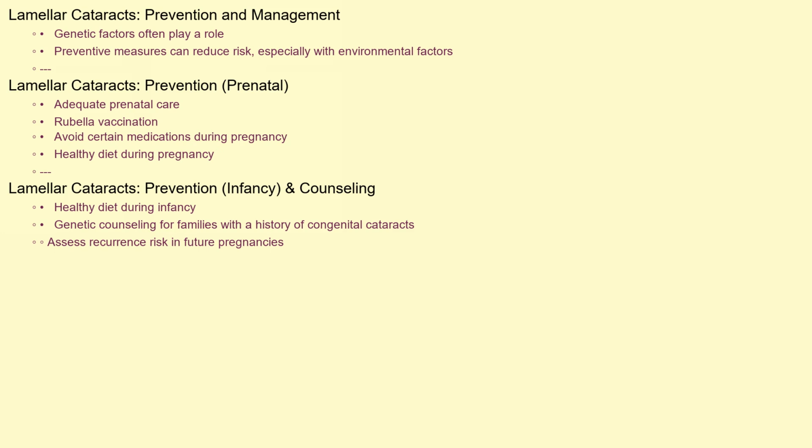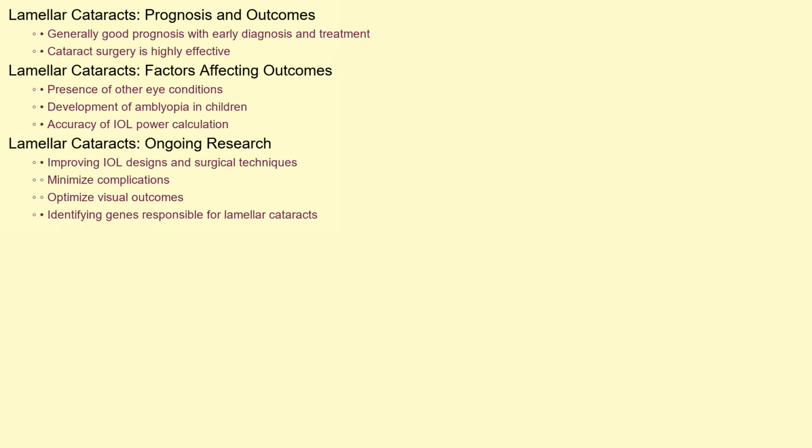The prognosis for individuals with lamellar cataracts is generally good, especially with early diagnosis and appropriate treatment. Cataract surgery is highly effective in restoring clear vision. However, long-term visual outcomes depend on factors such as the presence of other eye conditions, the development of amblyopia in children, and the accuracy of IOL power calculation.